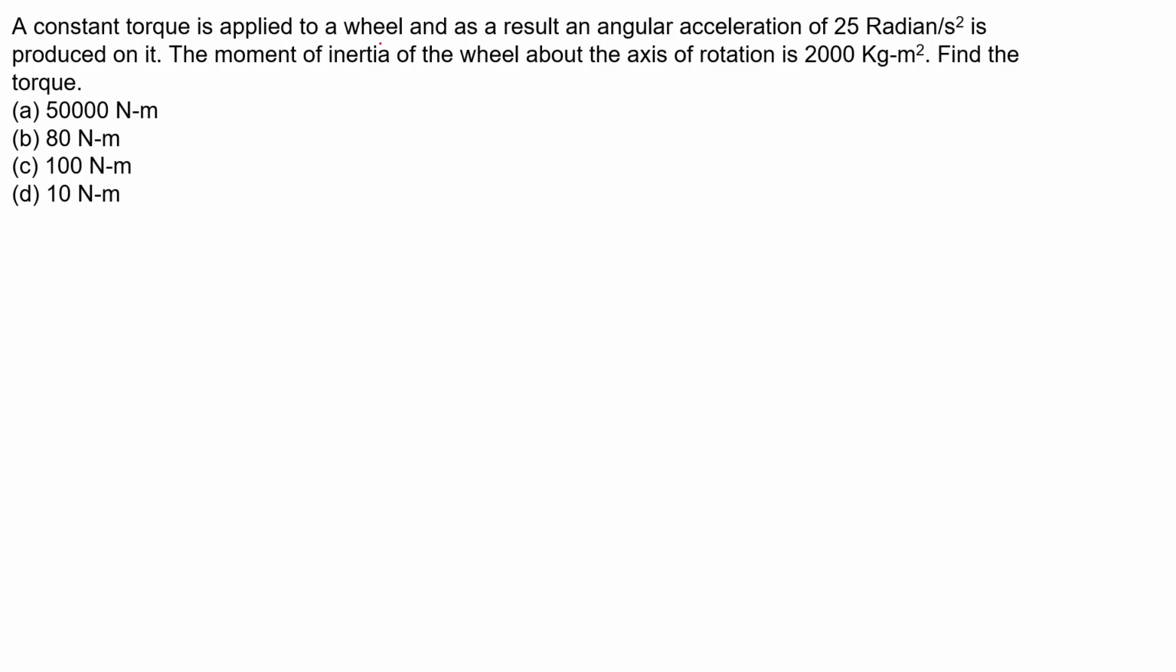A constant torque is applied to a wheel, and as a result an angular acceleration of 25 radian per second square is produced in it. So torque is being applied, because of which angular acceleration alpha, which is given as 25 radian per second square, is produced. Moment of inertia of the wheel about the axis of rotation. So there is a wheel, axis of rotation is perpendicular to the plane of the wheel, and about this the moment of inertia is calculated to be 2000 kg meter square.